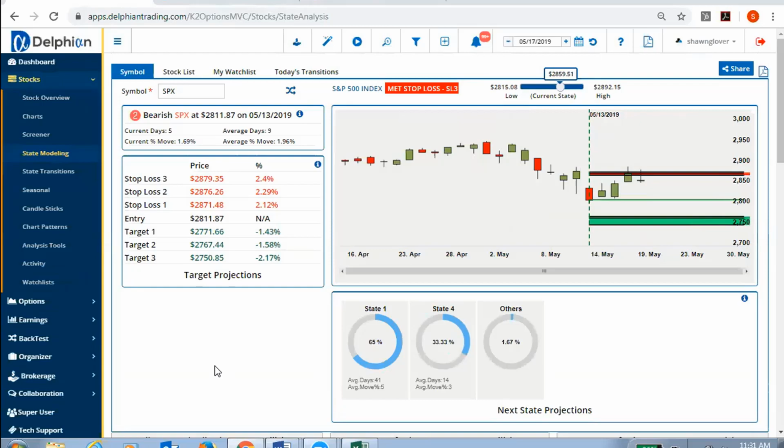Just because it drops down below here, typically if it gets below the third target and holds below there, then it's going to go to state 4. But they're separate. So, not always the case, but most of the time.